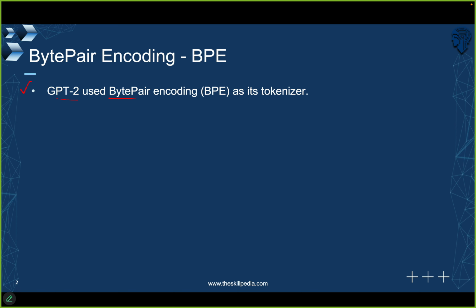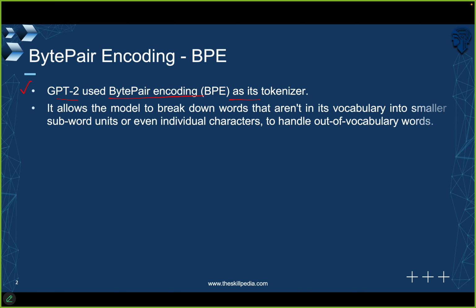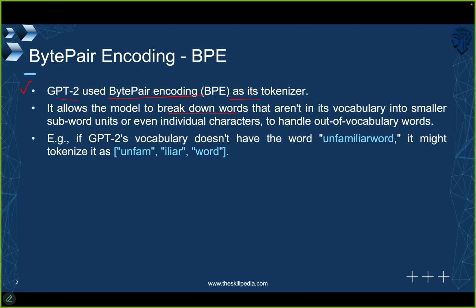GPT-2 uses Byte Pair Encoding as its tokenizer. This allows the model to break down words that are not in its vocabulary into smaller subword units or even individual characters, so that it can handle out-of-vocabulary words also. For example, the GPT-2 vocabulary doesn't have the word unfamiliar word. It might tokenize it as unfam plus illier plus word. The original BPE tokenizer can be found.